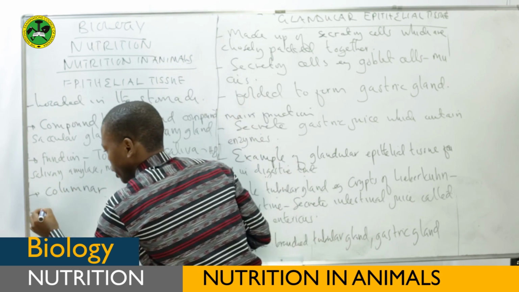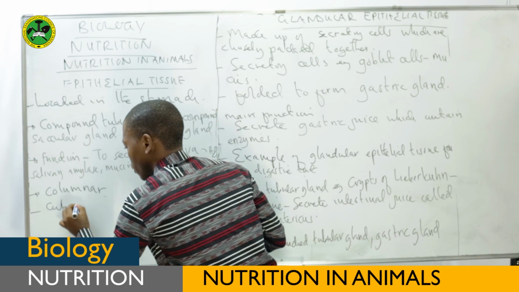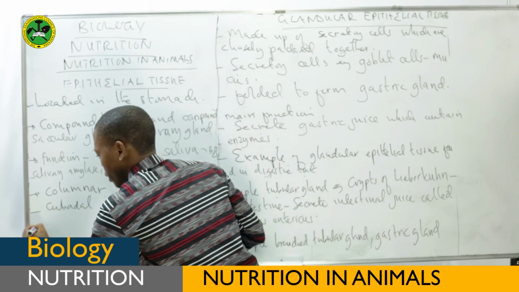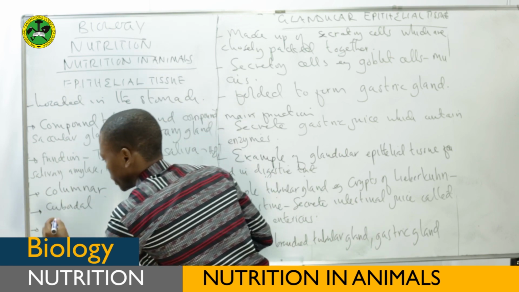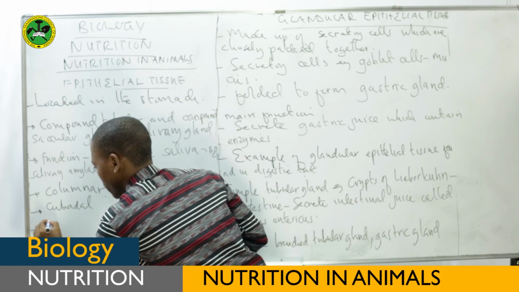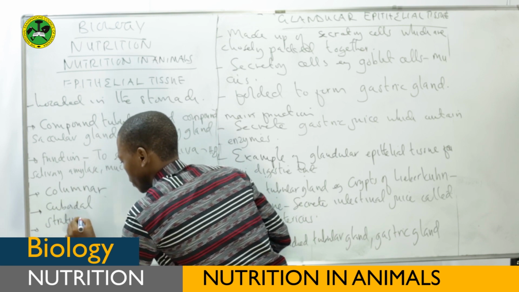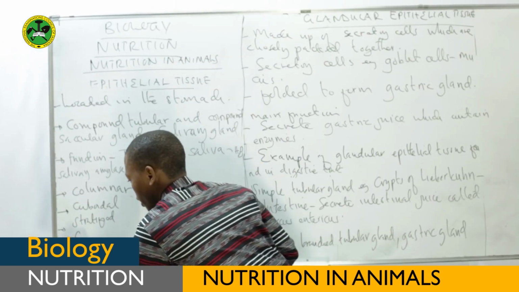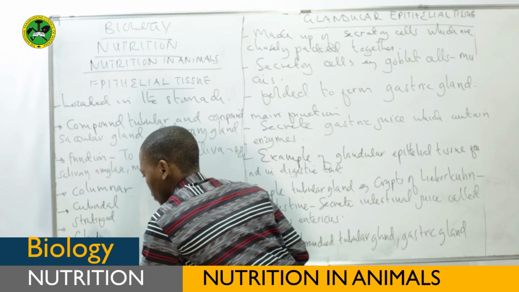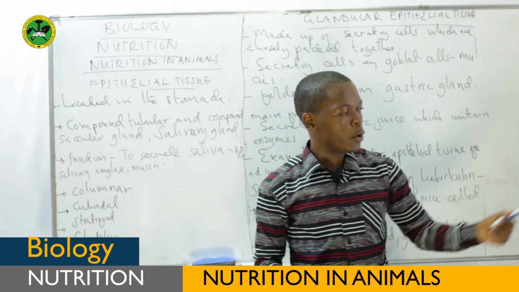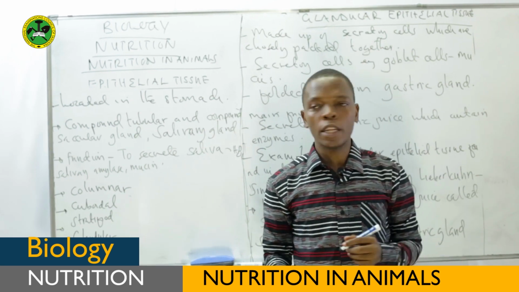The second one is cuboidal epithelial tissue, but also the third one is stratified and glandular epithelial tissues. Therefore, describe the epithelial tissues of the digestive system.